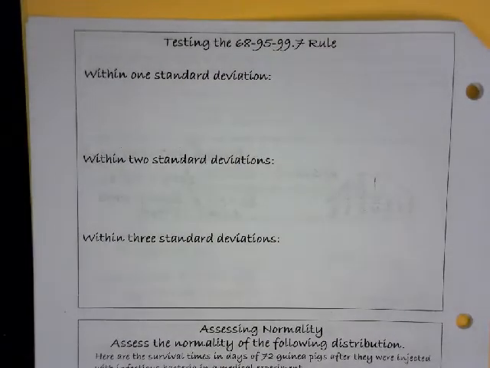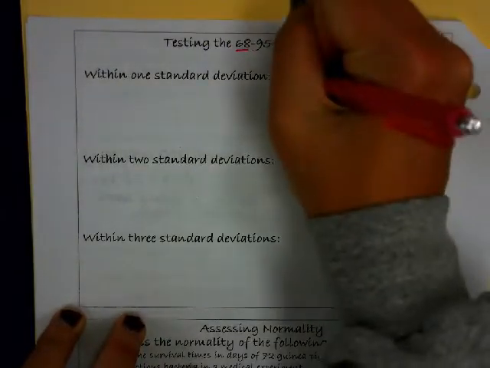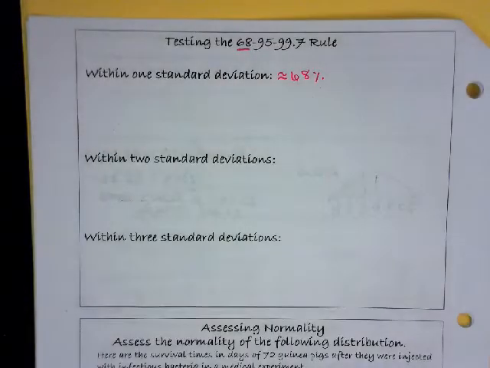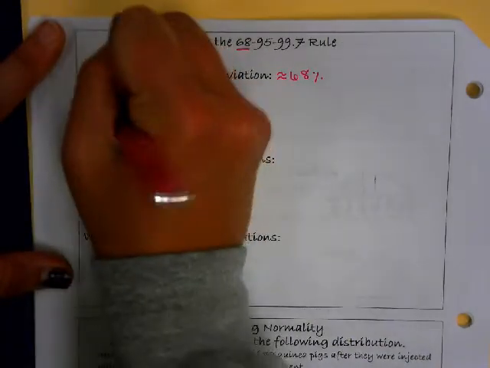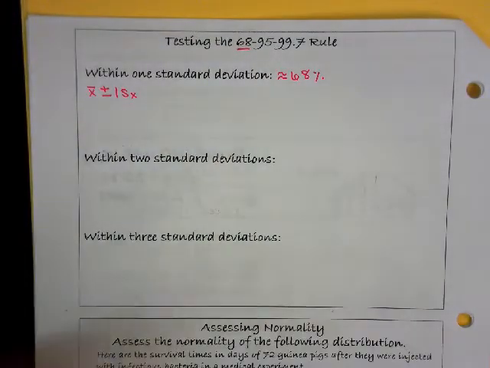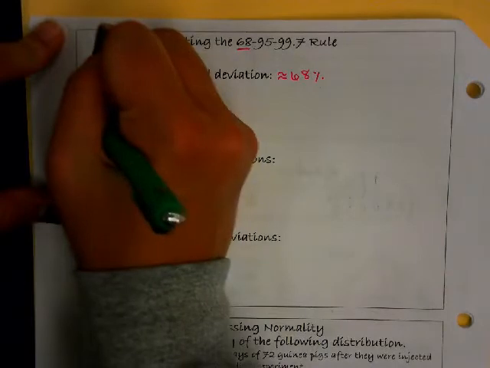So, within one standard deviation of the mean, we have about 68% of the data. That should be what a normal distribution does. So we're going to figure out what our mean plus and minus one standard deviation is. Our mean was 83.42, right? And we're going to add and subtract one standard deviation, which was 10.07.